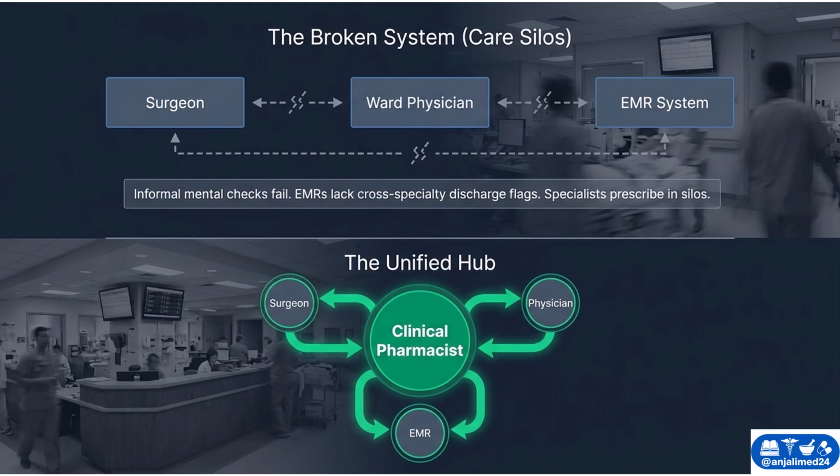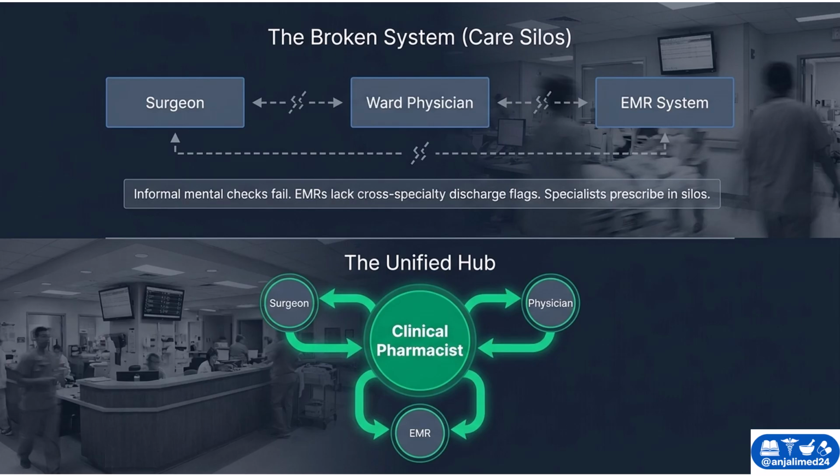One physician may assume another team has reviewed the medication chart. Another may believe that the electronic system will automatically detect the duplications or the dangerous interactions. But the informal mental checks fail. Human memory is unreliable under clinical pressure, especially in high-volume wards and emergency settings. This creates dangerous care silos where the medications are prescribed, adjusted, or discontinued without full visibility across the patient's therapeutic journey. The consequences include duplicate therapies, omitted chronic medications, dose mismatches, and overlooked interactions.